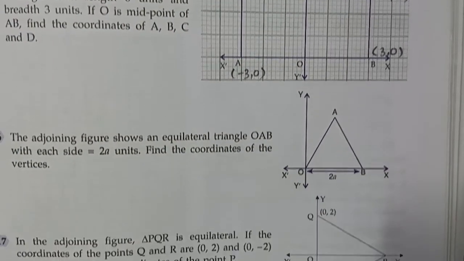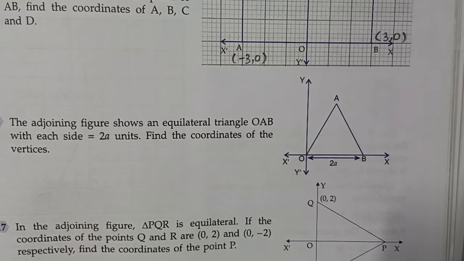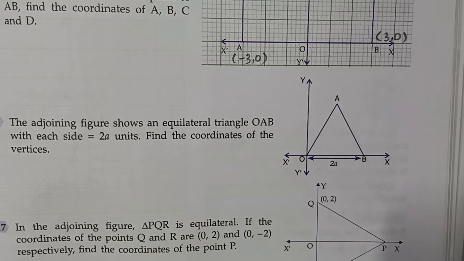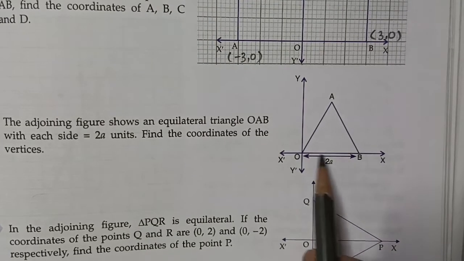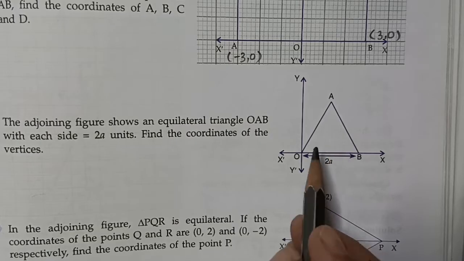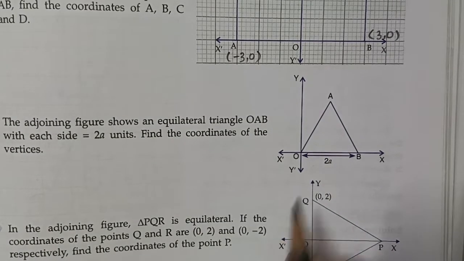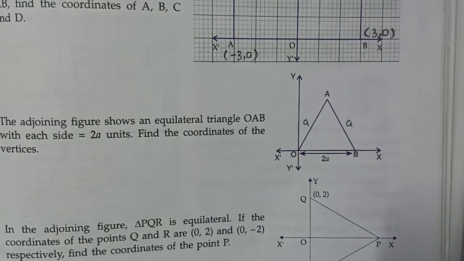Next we have question number 16. In the adjoining figure, show an equilateral triangle OAB in which each side is 2a units. Find the coordinates of the vertices. So this is given as 2a, and this is an equilateral triangle, meaning all three sides are equal. This side is also 2a and this side is also 2a.